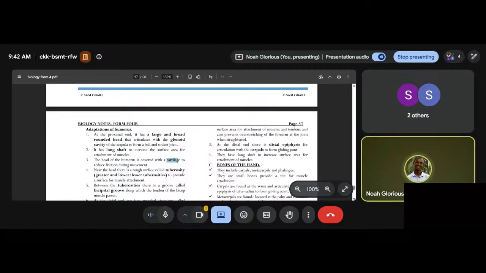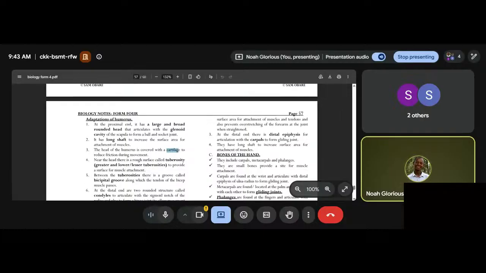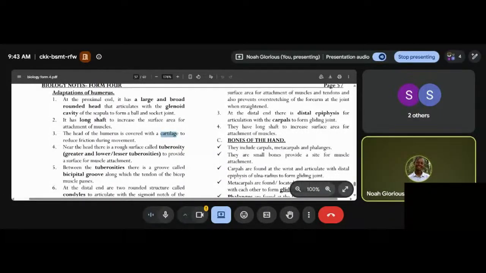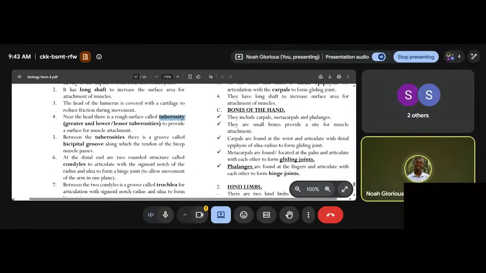When we are eating meat and some bones are very easy, you can even chew part of a bone. The very soft part of a bone that we can chew, or that appears like flour, is the one that we call cartilage. The soft part of the bone is known as cartilage. Its function is to prevent the bone from wearing out, that is, to reduce friction. Near the head, there is a rough surface called tuberosity. The greater and the lesser tuberosity function to provide surface area for the attachment of muscles.